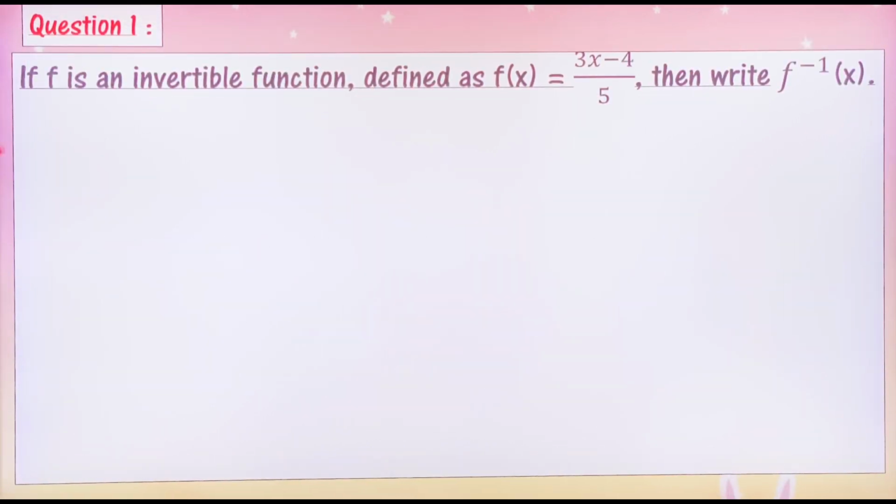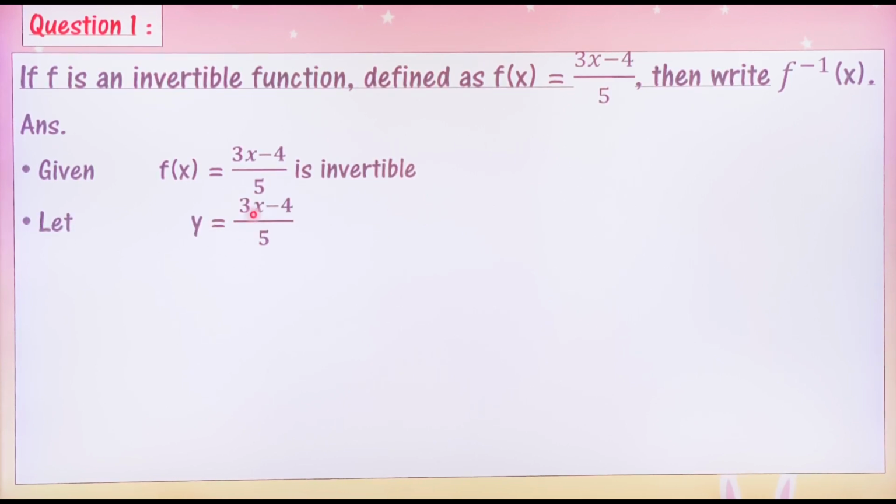Question 1. If f is an invertible function defined as f(x) = (3x − 4)/5, then write f inverse of x. Given f(x) = (3x − 4)/5 is invertible, that is, f is one-one and onto.